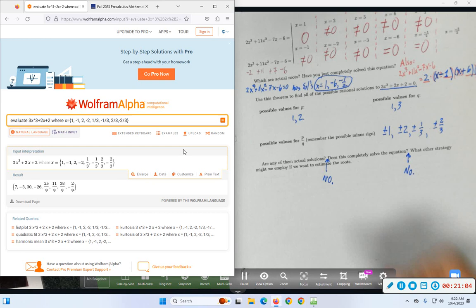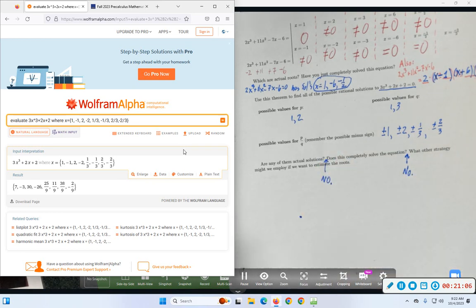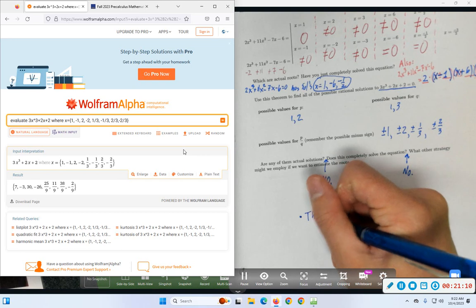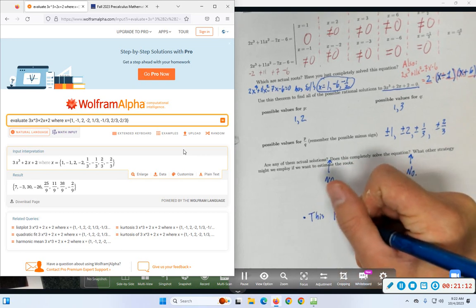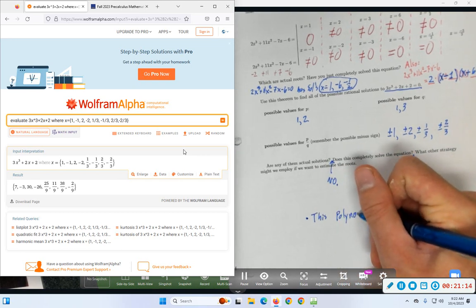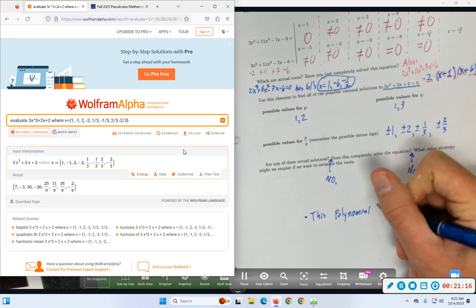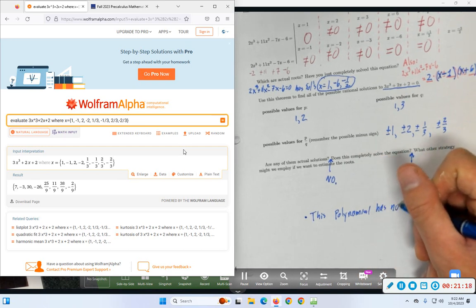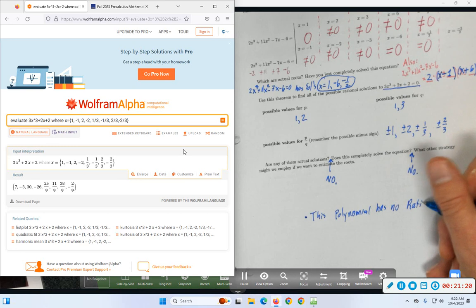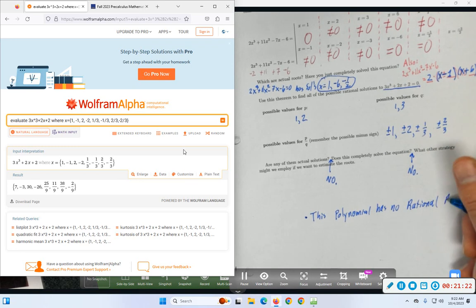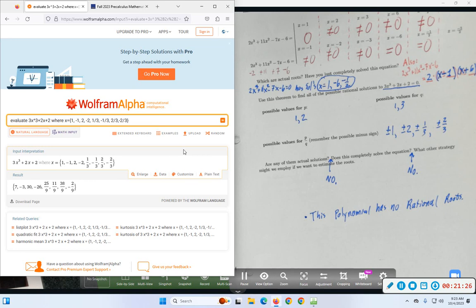We do know one thing though. So here's the exciting thing that we can conclude. This polynomial has no rational roots. So there's no need to even bother plugging in any rational number. No rational number will result in this polynomial being equal to 0.